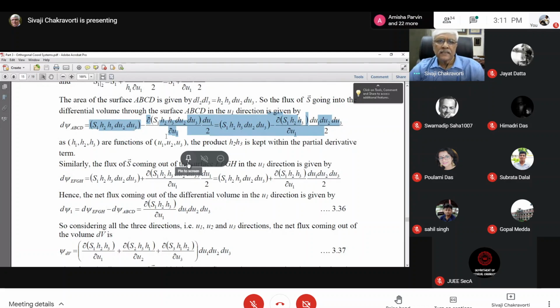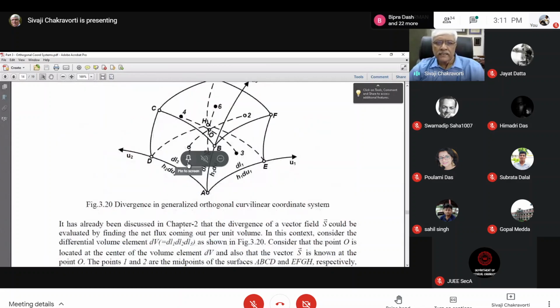This is the flux which is going into the volume. It is in the area ABCD. Then the flux going out is considered here, on the other side, that is point 2, in the area EFGH. So one is ABCD here, flux going in.